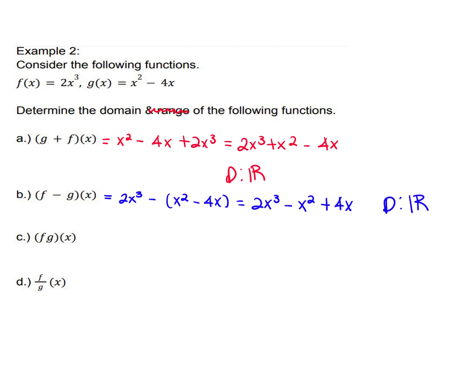Now we have fg of x. So this is going to be 2x cubed times x squared minus 4x, which will be 2x to the 4th minus 2x to the 5th minus 8x to the 4th.